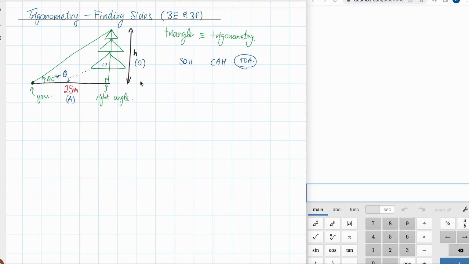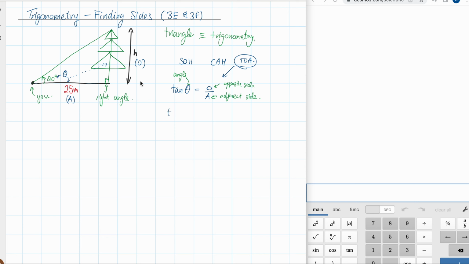Now the equation where TOA comes from is here. Tan theta is equal to O over A, where theta is the angle, O is the length of the opposite side, and A is the adjacent side length. We sub into that.